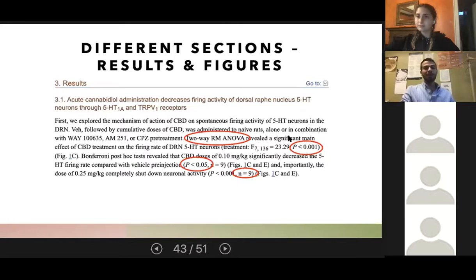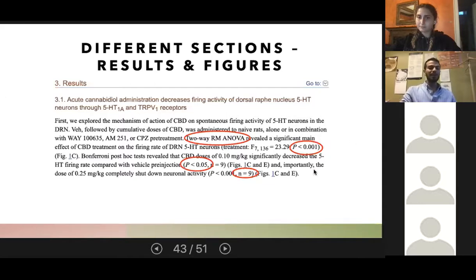I don't know if anyone wants to venture a guess what that may mean based on what we know. p less than 0.05 means less than 5% chance. But essentially, p less than 0.001 means that there's less than a 0.1% chance that the results that the authors found happen by chance. So we know that the results are very strong and reliable.